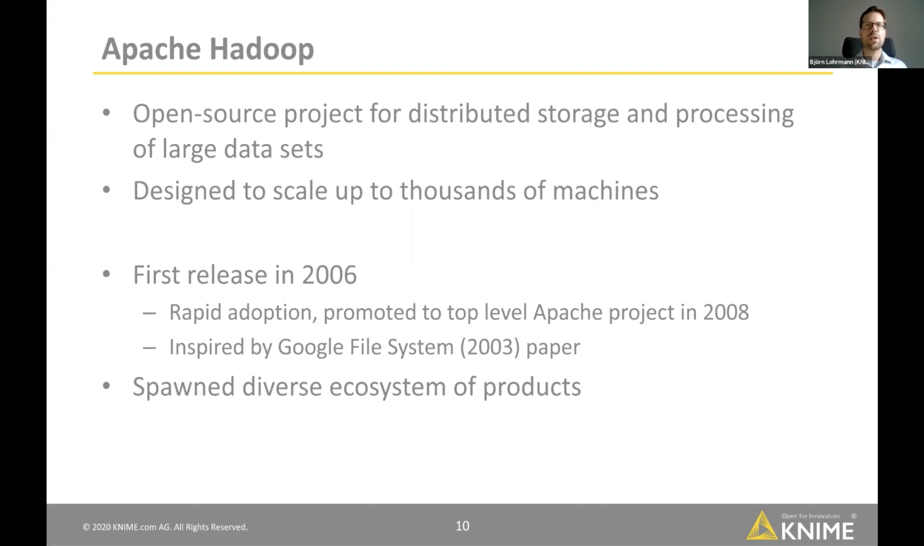The roots of Hadoop go back to the year 2006, when it was made an Apache project, and it goes even further back to Google technology. There was a paper published by Google in 2003 on the Google File System, and the Hadoop file system, HDFS, then became the open source version of the Google File System. Apache Hadoop was really influential in the way that it spawned a really large ecosystem of products and other projects.